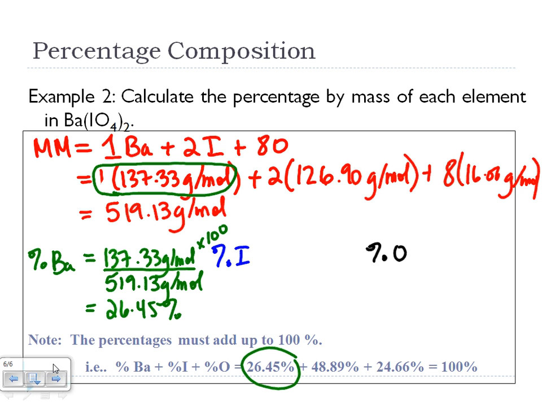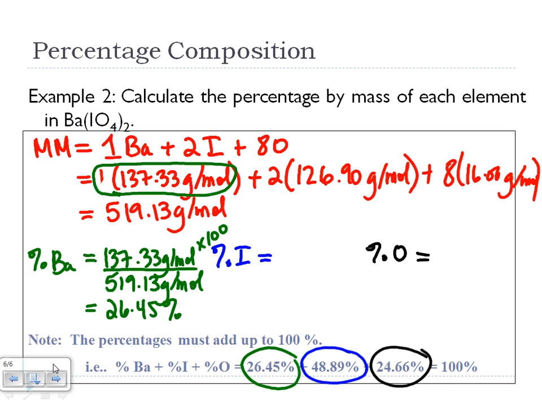I'm going to let you set up the iodine and the oxygen on your own. And what I want you to do is check your final answers down here. So here's your iodine. Sorry, I color coded that wrong. Here's iodine in blue, so it should be 48.89%. And here's oxygen, 24.66%.